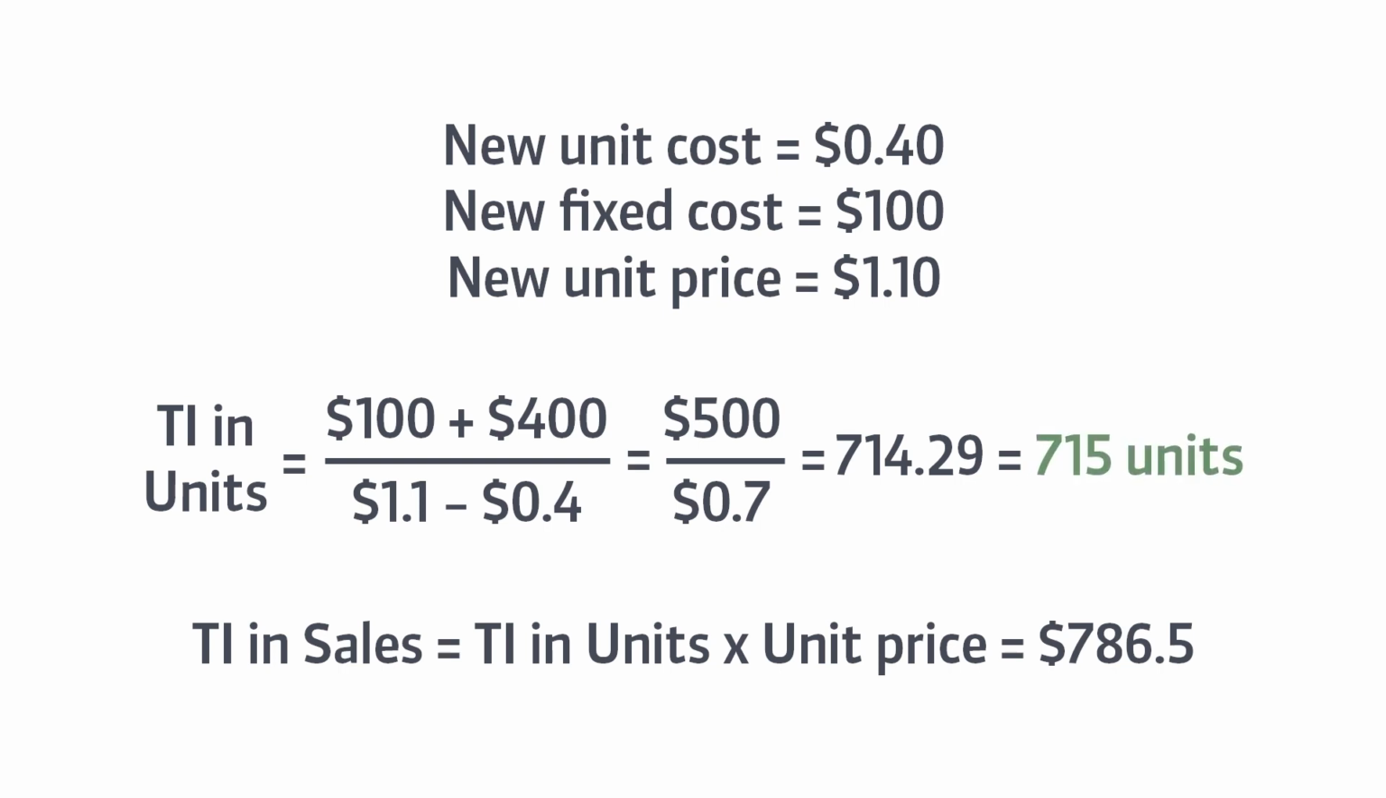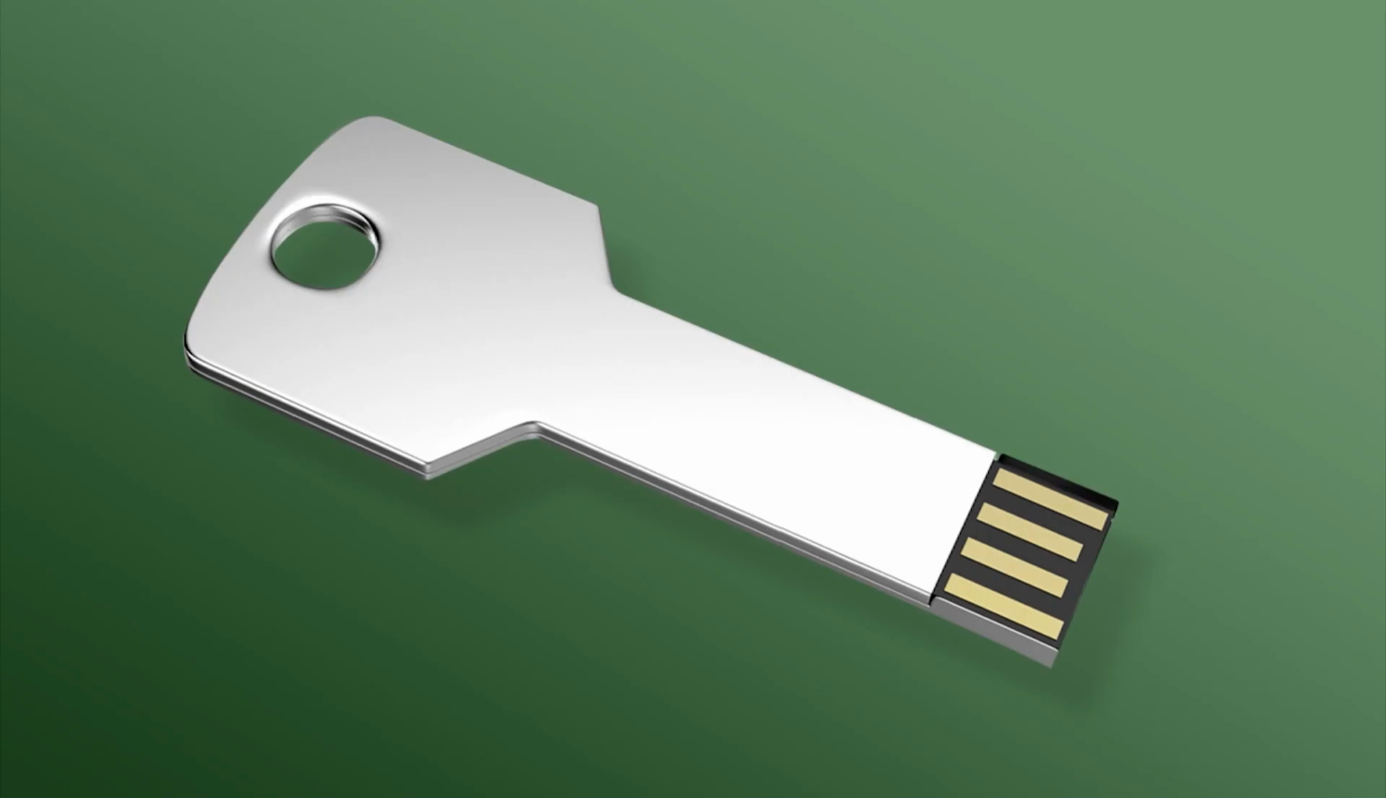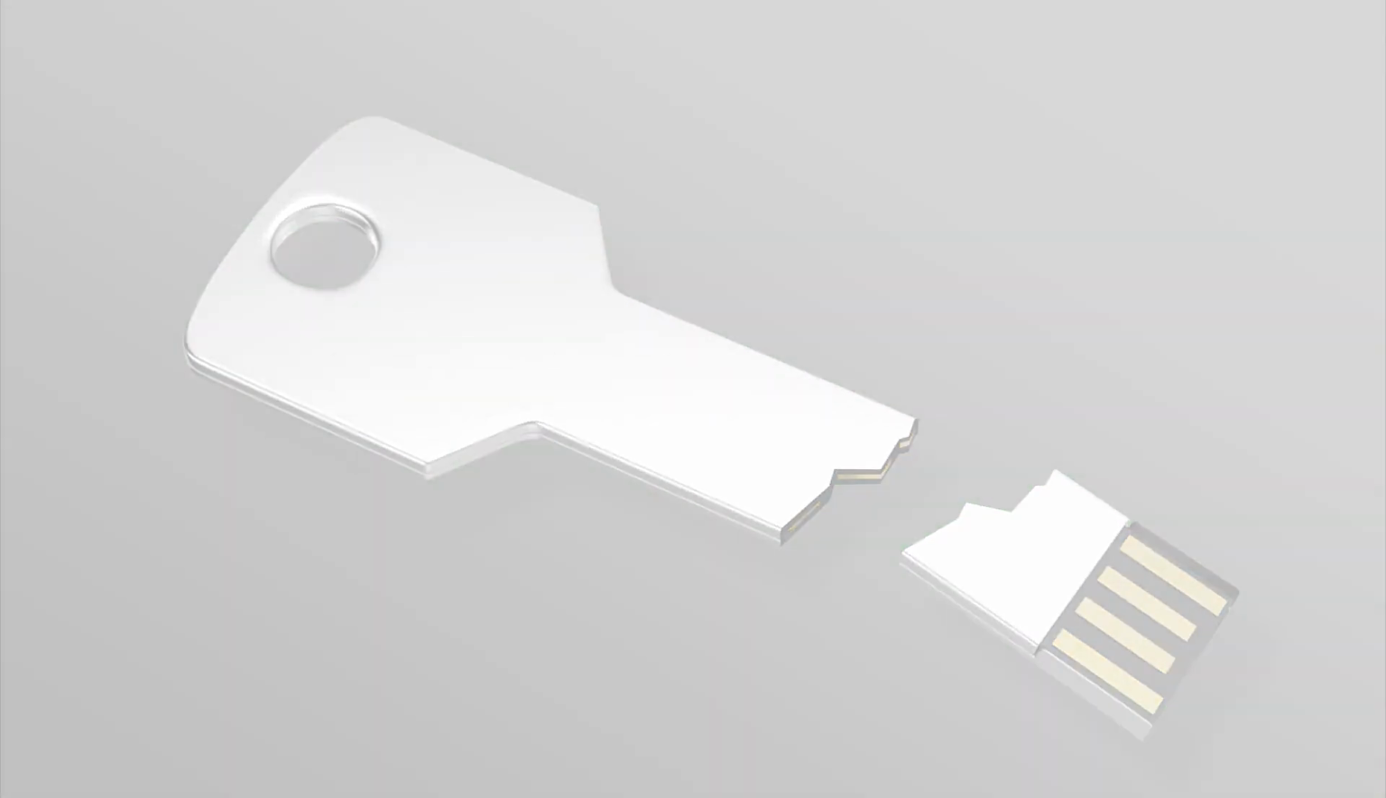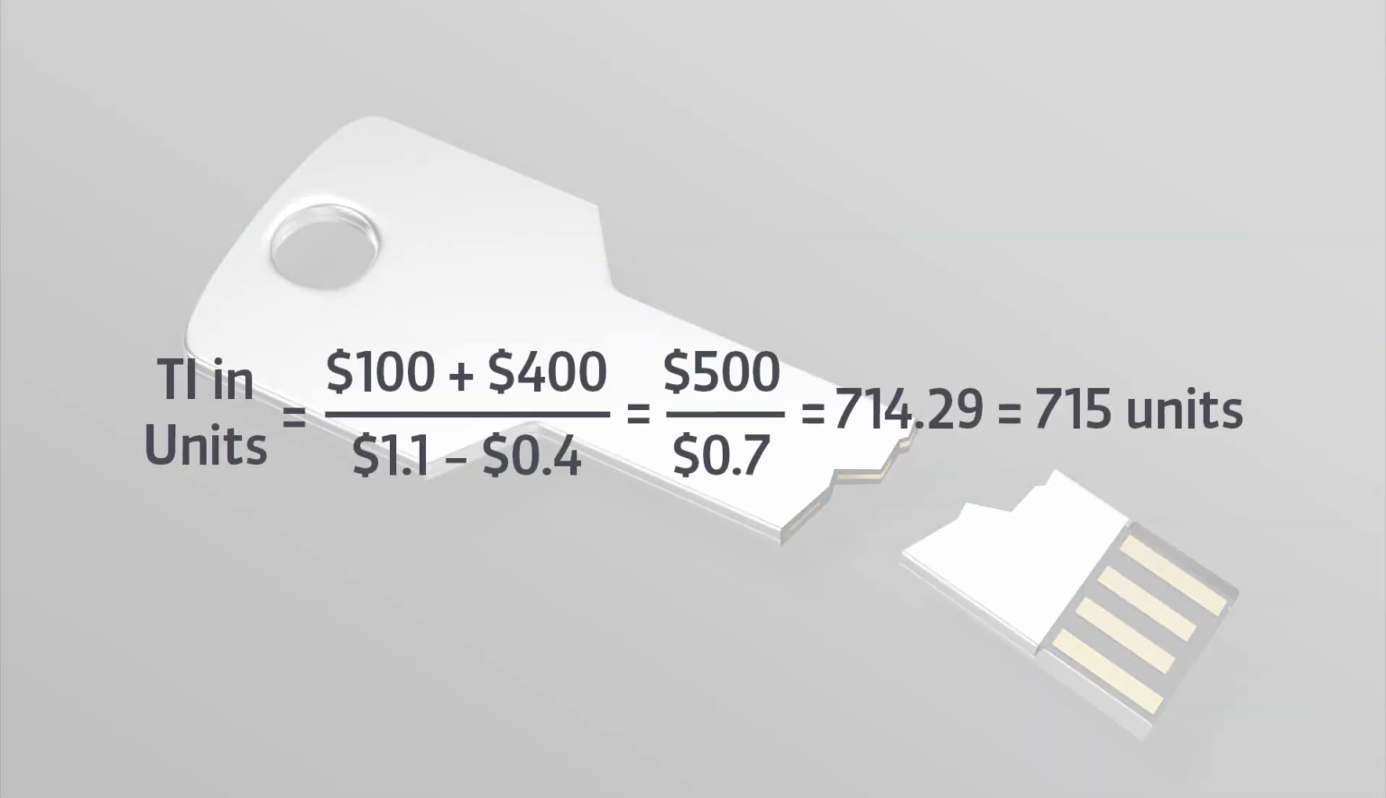As you can see, the use of lower cost and a higher price will result in reaching the target income even faster. In this case, the calculated target income is 714.29 units. But it is impossible to sell a piece of one key ring. You would have to chop it into pieces, but then nobody will buy it. For this reason, we need to round up the result to the nearest whole number.